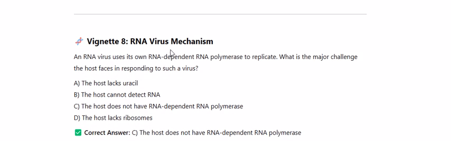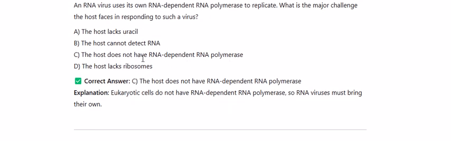Vignette 8. RNA virus mechanism. An RNA virus uses its own RNA-dependent RNA polymerase to replicate. What is the major challenge the host faces in responding to such a virus? A. The host lacks uracil. B. The host cannot detect RNA. C. The host does not have RNA-dependent RNA polymerase. D. The host lacks ribosomes. Correct answer: C. Explanation: eukaryotic cells do not have RNA-dependent RNA polymerase, so RNA viruses must bring their own.